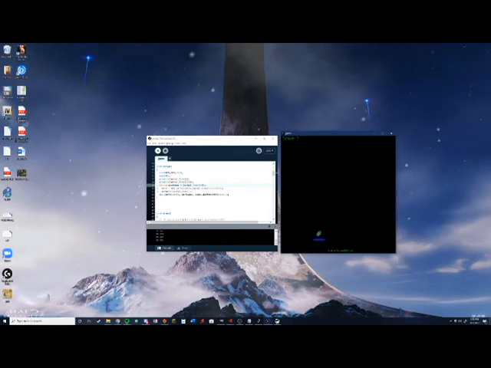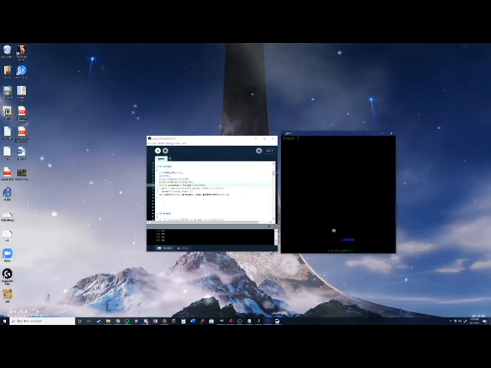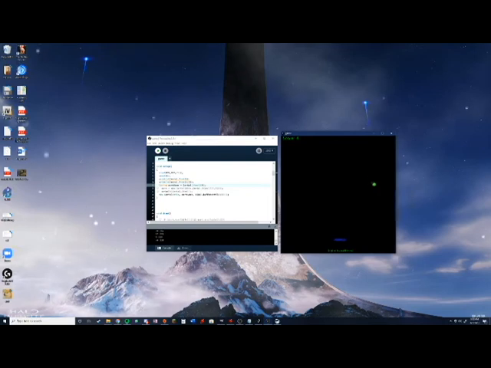But yes, as you can see, the game not only works, but I am pretty good at it. It seems to only read one value. The other values, the y and the z, don't matter. So it's just reading in the x.